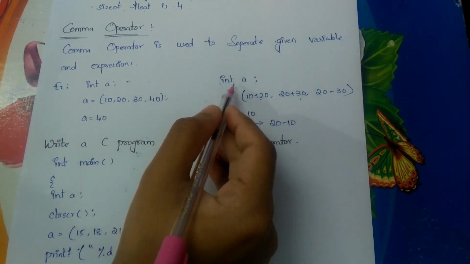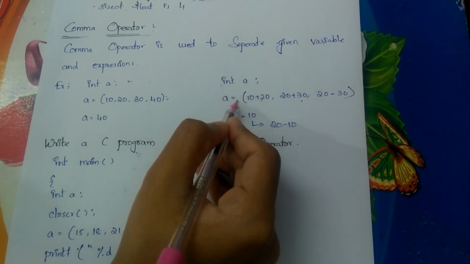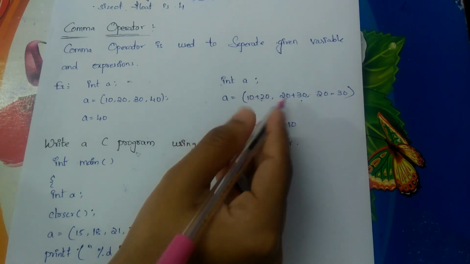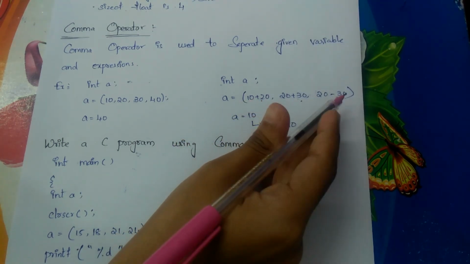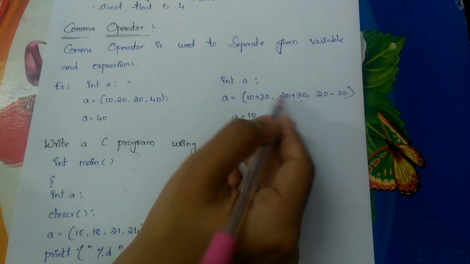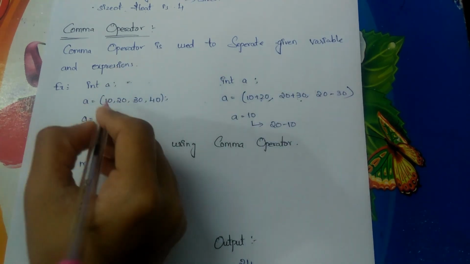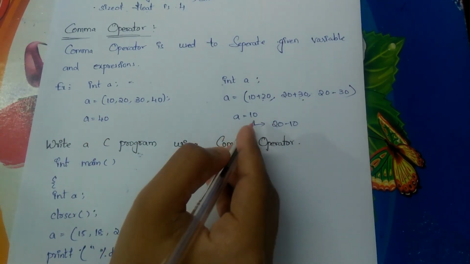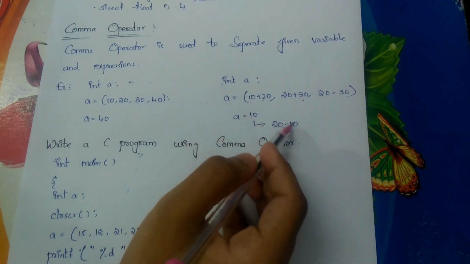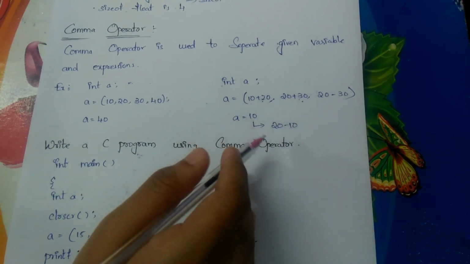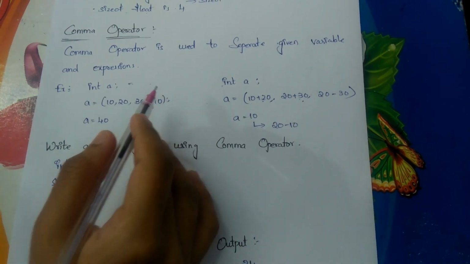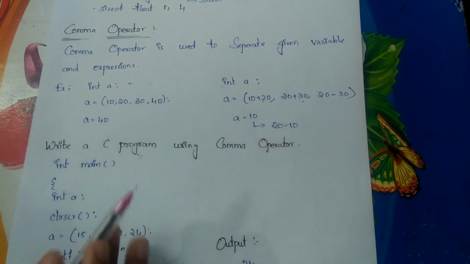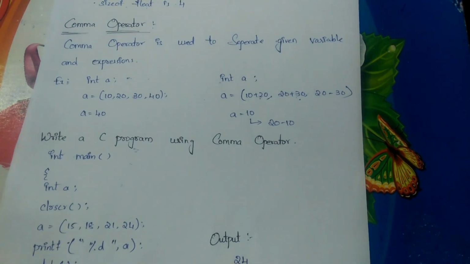And in the second example, int a, and a is equal to some expressions I am giving here. So that is 10 plus 20 comma 20 plus 30 comma 20 minus 30. So all these expressions are separated by commas, and here also these values are separated by commas. Now a is equal to 10, that is nothing but 20 minus 10. So like this we use the comma operator to separate the given variables and expressions. This is about the comma operator. Now let's see the C program using the comma operator.